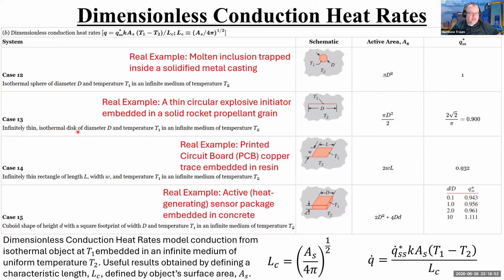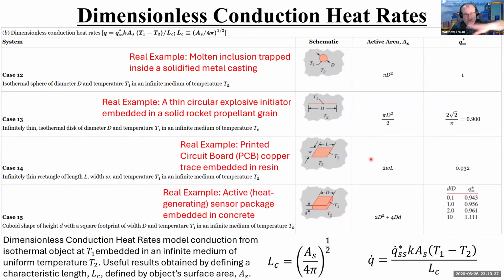Infinitely thin isothermal disk at temperature T1 inside a semi-infinite medium of T2. This could be, for example, a thin circular explosive initiator embedded in a solid rocket propellant grain, right? If you're doing rockets and you're interested in what temperature this has to get to facilitate combustion in your solid rocket motor, now you've got a shape factor for that, right? This one is an infinitely thin rectangle in a semi-infinite medium. This looks an awful lot like a copper trace on a printed circuit board embedded in resin, right? If you've ever made a PCB, all those little traces of copper, right?